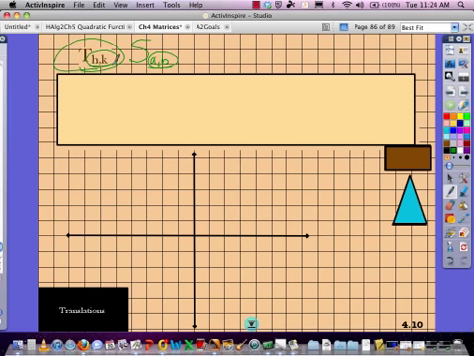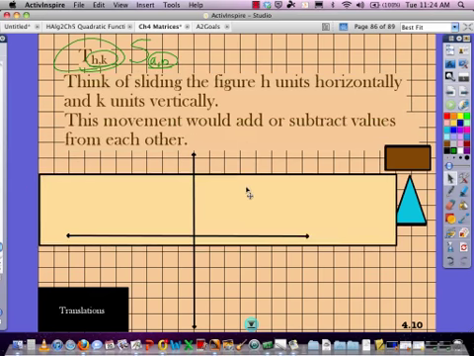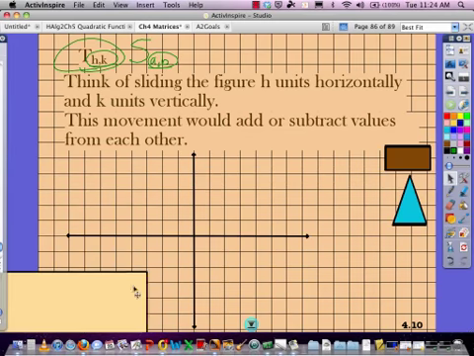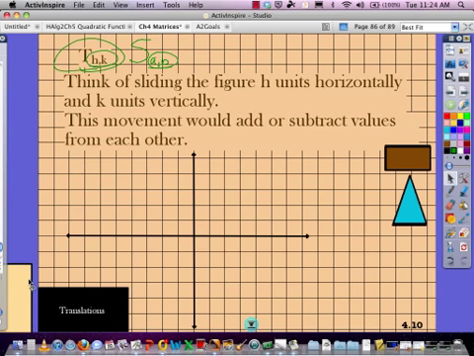This H will stand for, think of sliding the figure H units to the right, horizontally or left, and K units vertically, up or down. So H is for the horizontal, K is for the vertical. This movement would add or subtract values from each other.